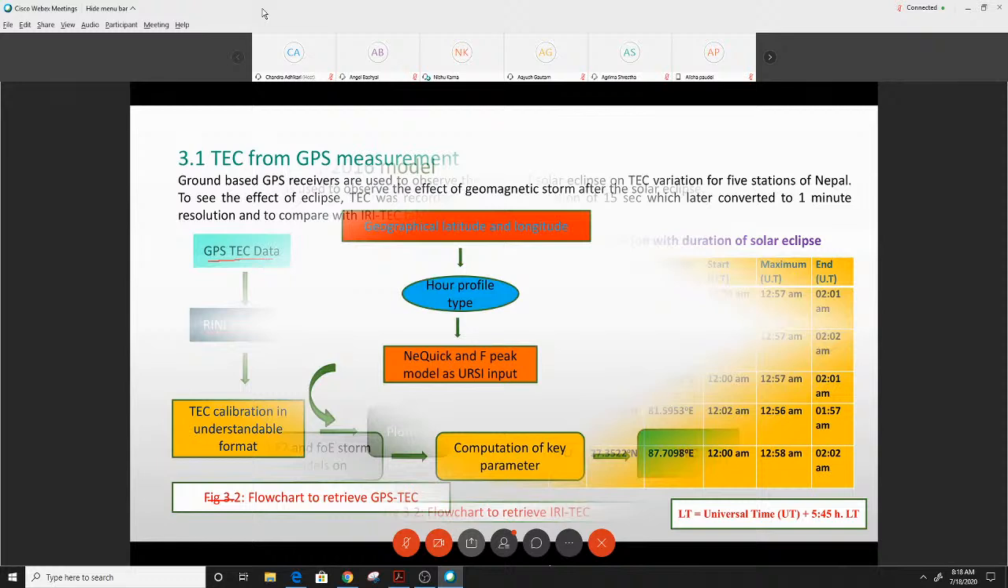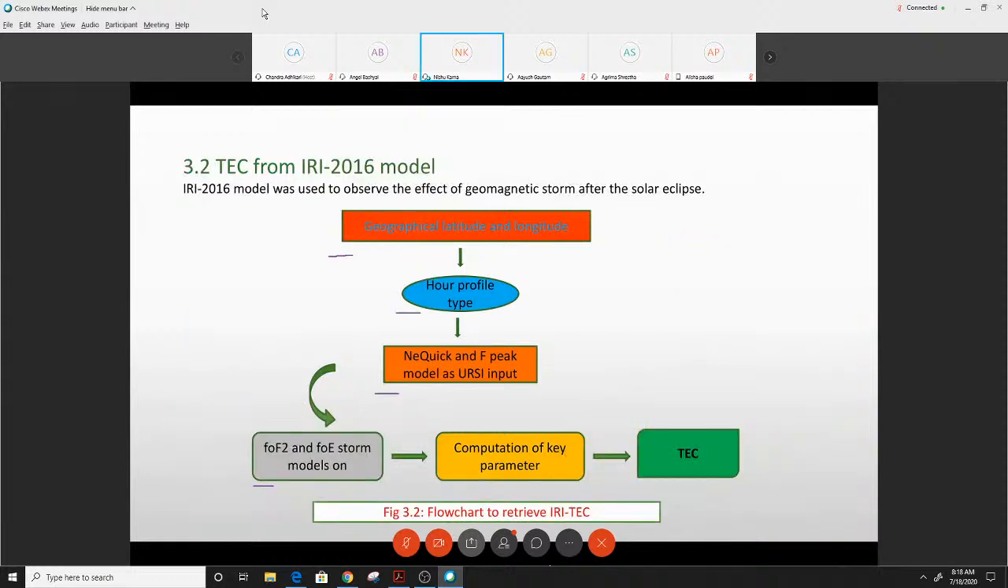The figure 3.2 shows the method to retrieve TEC from the IRI 2016 model, where at first the latitude and longitude are given and the data was taken in profile type with input and ASIC model as a history input. Then F0, F2, and F0E storm models are turned on to see the storm effect after the eclipse.